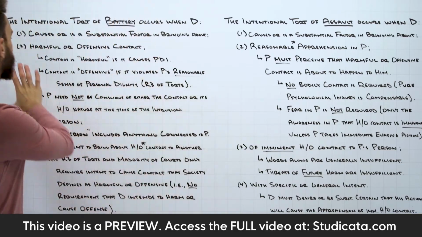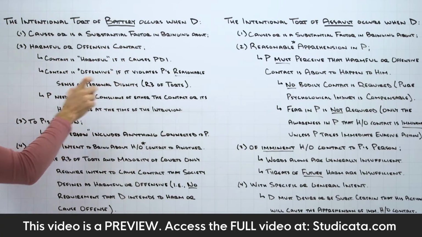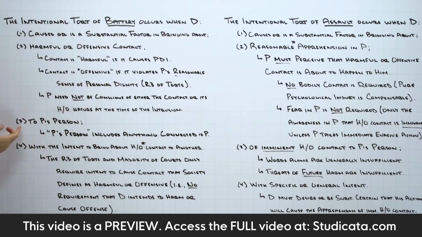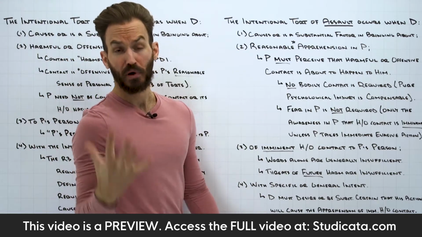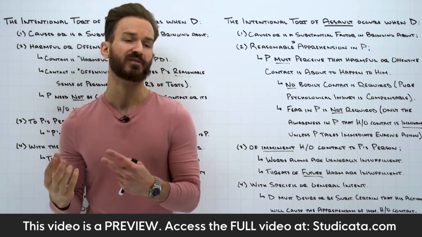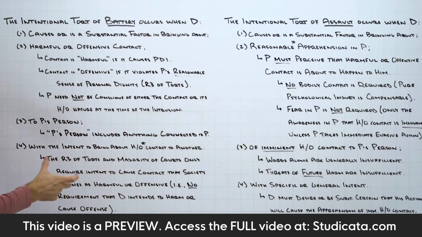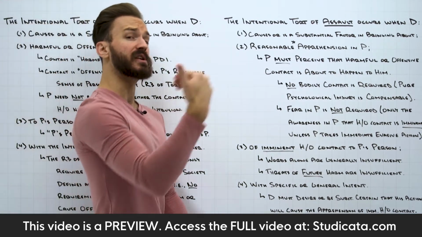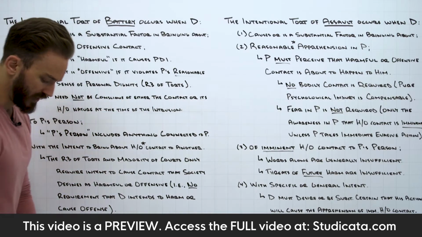Okay, so that's kind of our second element, takes us to our third element. The intentional tort of battery occurs when the defendant causes or is a substantial factor in bringing about harmful or offensive contact to the plaintiff's person. So this idea of the plaintiff's person, or if you hear this worded as the person of another, it's kind of a legal term of art, and all it means is the plaintiff's person, or the person of another, that just includes anything connected to the plaintiff.